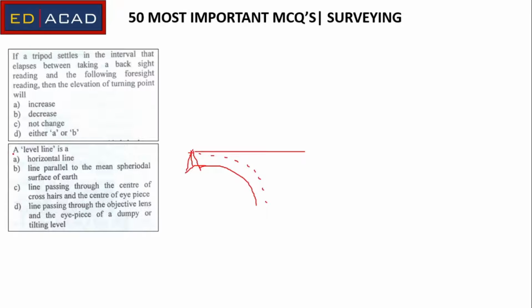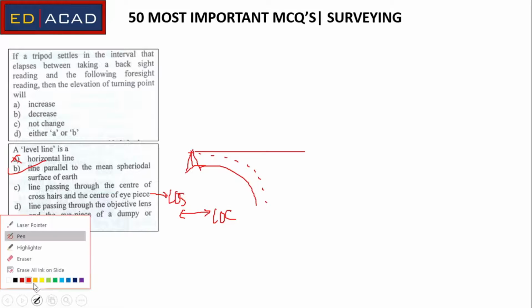So this is the basic difference between a horizontal line and a level line. So it's asking, a level line is a horizontal line, no. Line parallel to the mean spheroidal surface of the earth, yes. Line passing through the center of the crosshair and the center of the eyepiece, no. If it would have asked center of crosshair and the center of objective lens, then in that case this would have been our line of sight. And when line of sight becomes perfectly horizontal, then we say that is our line of collimation. These few things you should keep in mind, and let's move ahead.